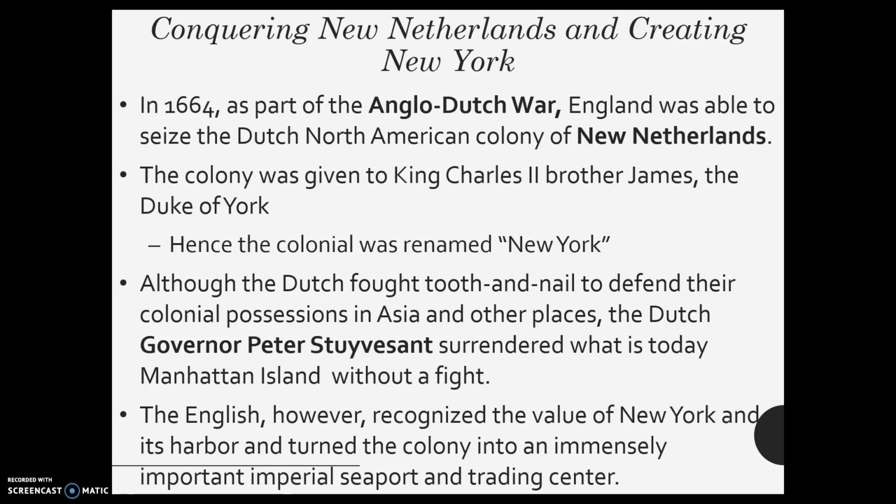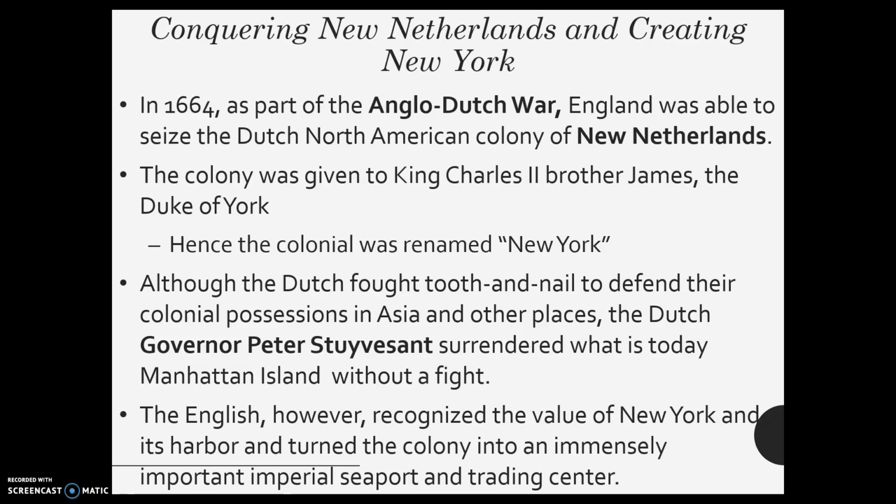Now, why does it become New York? The colony is given to the king's brother, James, as his own domain. He was the Duke of York. So hence it's named New York, right? So what's interesting about this is the Dutch fought tooth and nail to defend and keep their other possessions all over the world, in Africa and Asia. However, the Dutch just surrendered Manhattan Island, surrendered New Netherland without a fight. The last Dutch governor, Peter Stuyvesant, just surrendered to them.